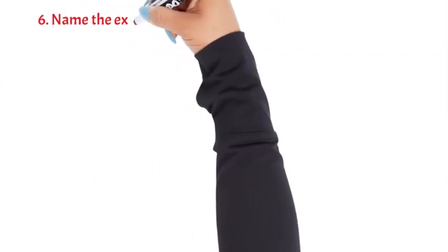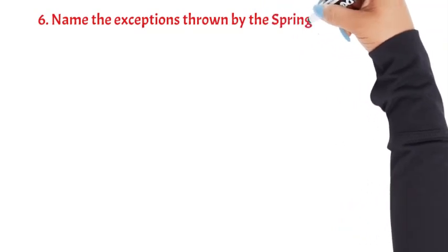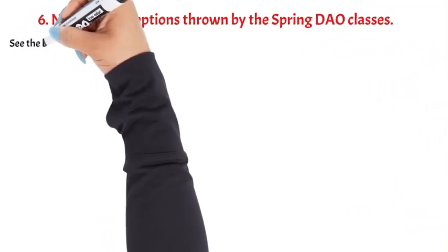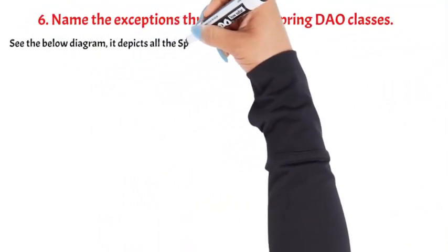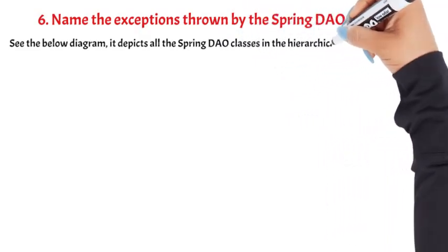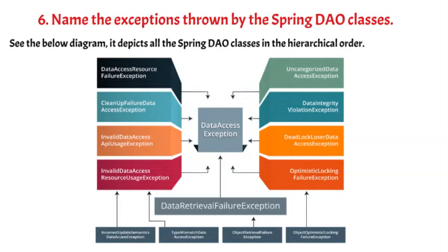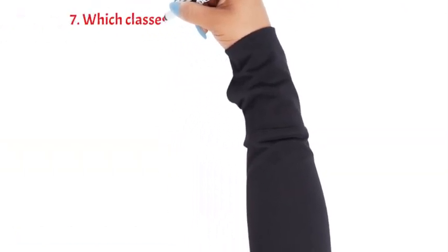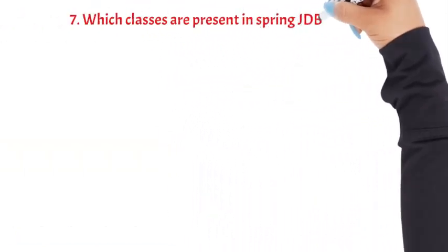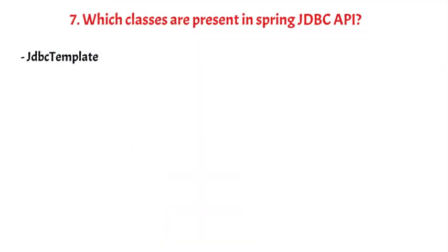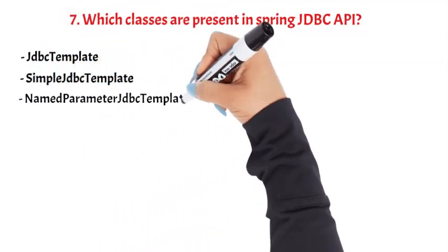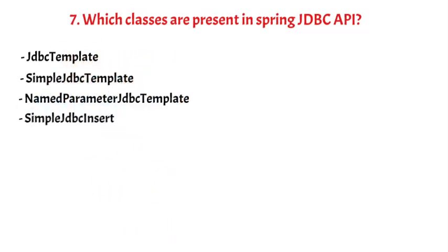6. Name the exceptions thrown by the Spring DAO classes. See the below diagram. It depicts all the Spring DAO classes in hierarchical order. 7. Which classes are present in Spring JDBC API? JdbcTemplate, SimpleJdbcTemplate, NamedParameterJdbcTemplate, SimpleJdbcInsert, SimpleJdbcCall.